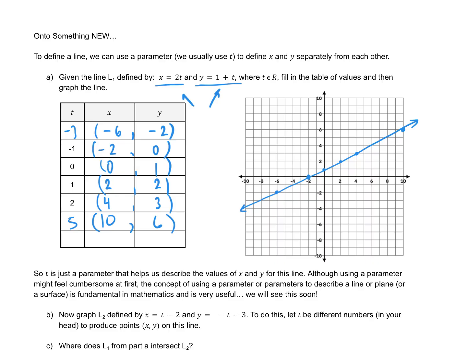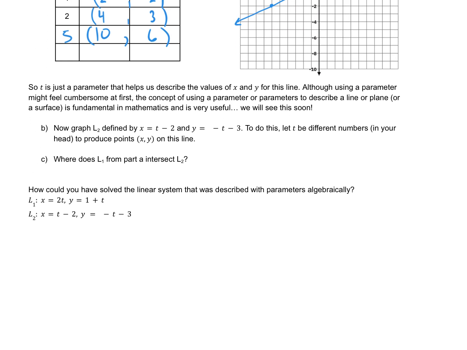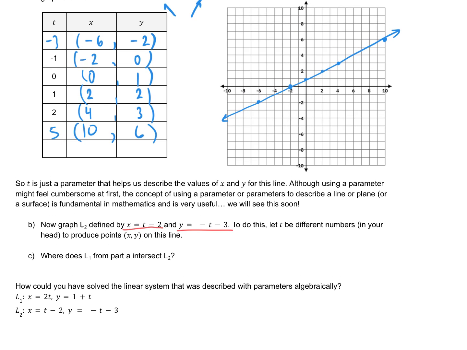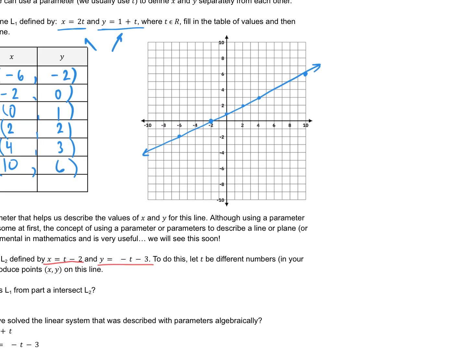Let's graph a new line. Let's graph line 2 on the same grid. So x is defined by t minus 2, y is defined by -t minus 3. I'm just going to show a little bit of work on the side here. I'll create a new table of values. I'm going to do it in red. So my parameter, the x coordinate, and the y coordinate. I'm just going to pick a few. I don't need that many coordinates. So -1, 0, and 1. So x is t minus 2. So -1 minus 2, 0 minus 2, 1 minus 2.